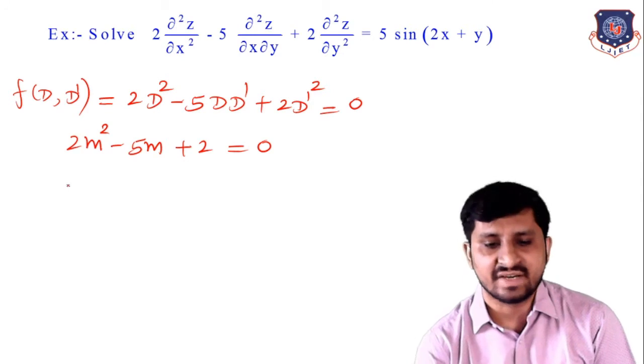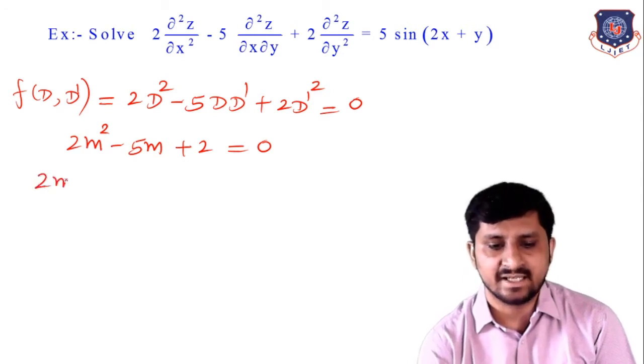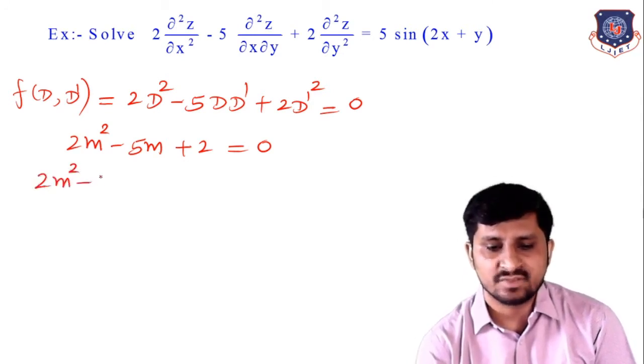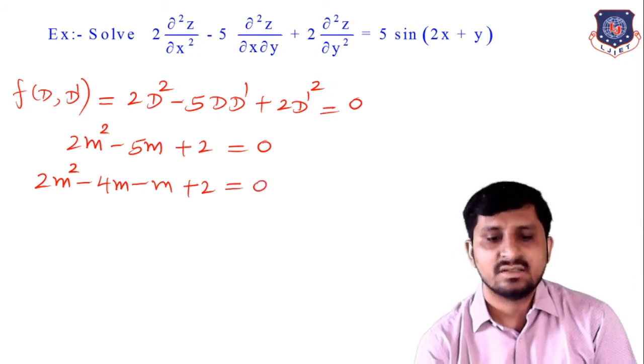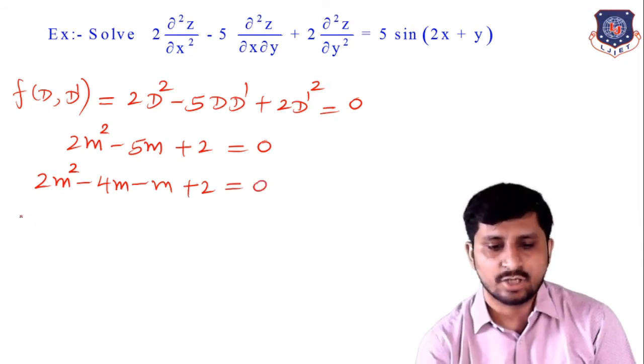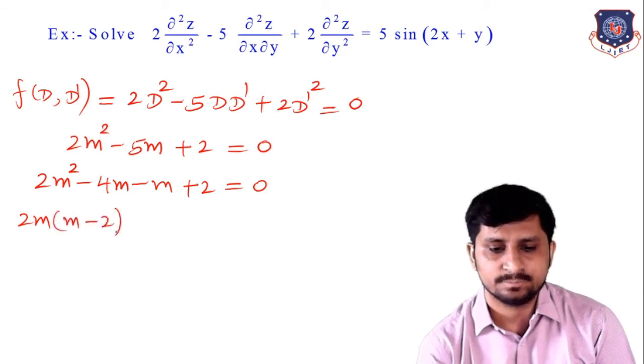When we factorize this second degree polynomial, we can write 2m square minus 4m, because 2 into 2 is 4. The middle term is minus 5m, so we factorize in this manner: minus 4m minus m plus 2, equal to 0. From the first two terms, 2m is common, so in the bracket we have m minus 2.